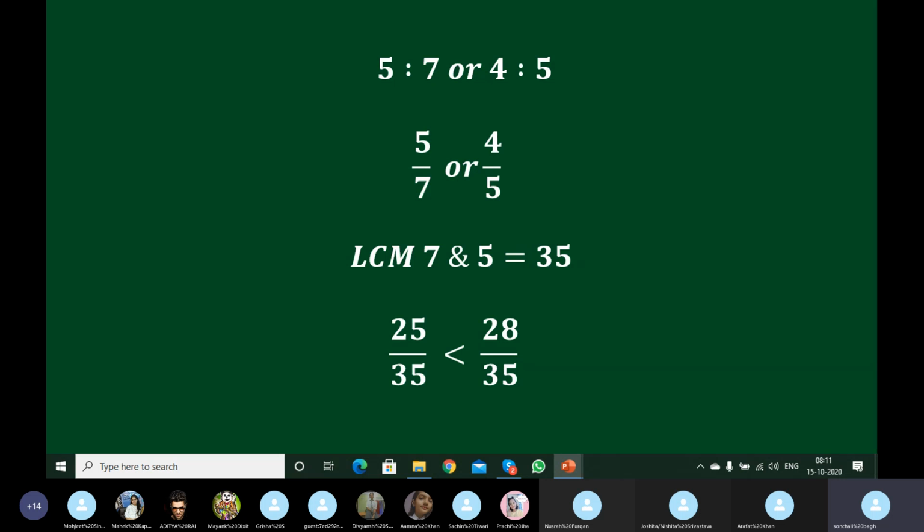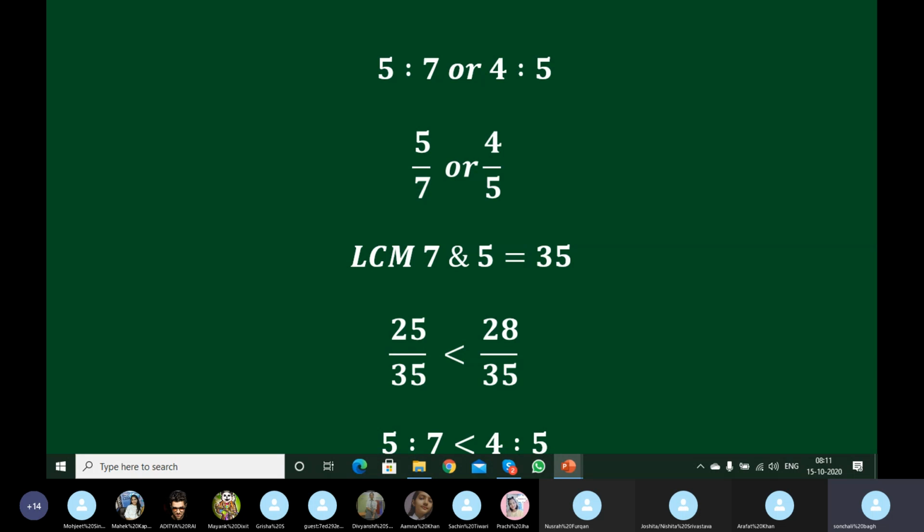When the denominators are the same, we can compare both the numbers. So, 25 is less than 28. That means which ratio is less than which ratio? 5:7 is less than 4:5.